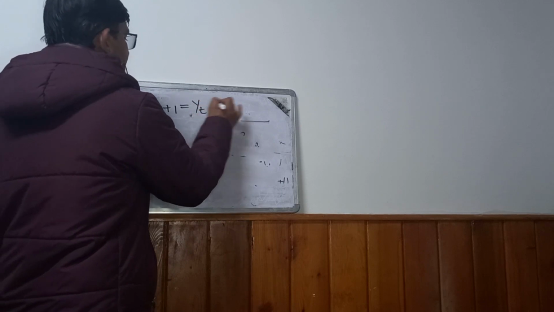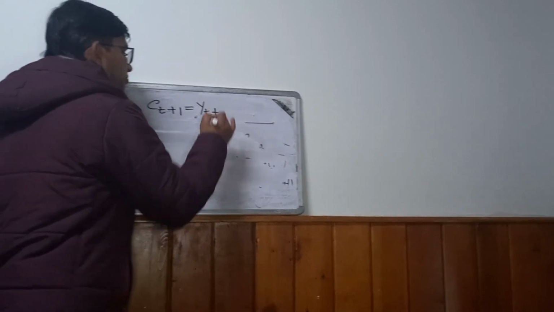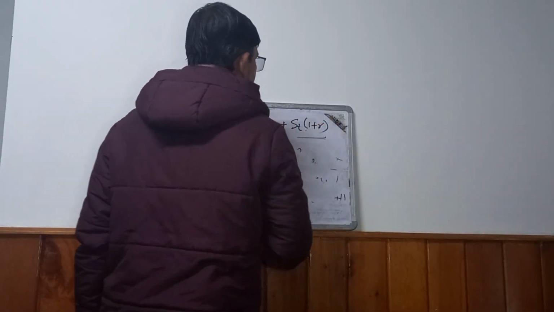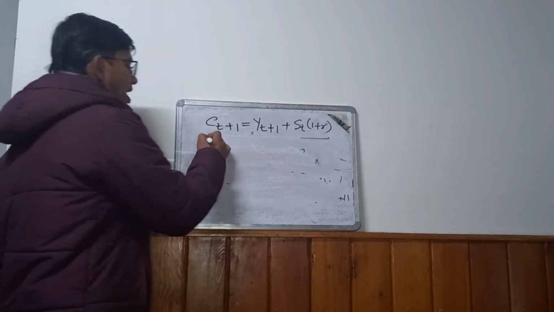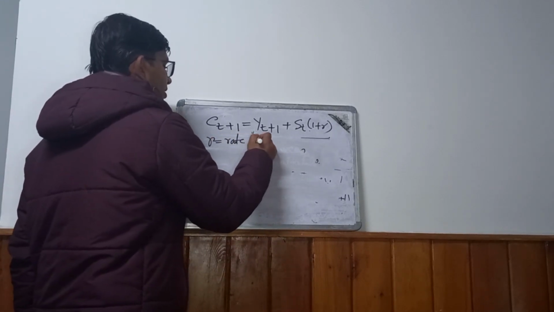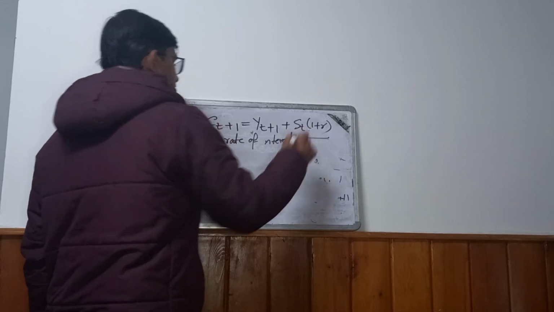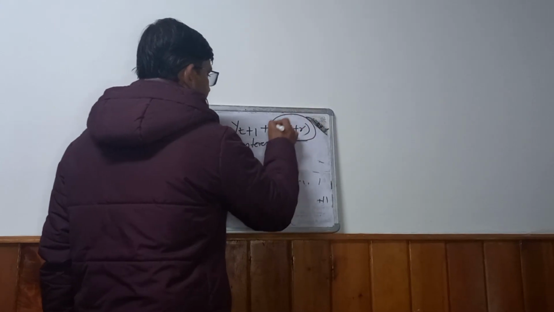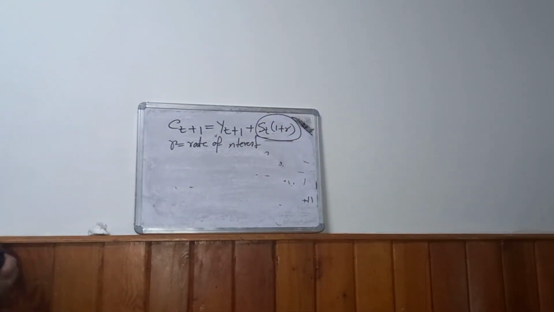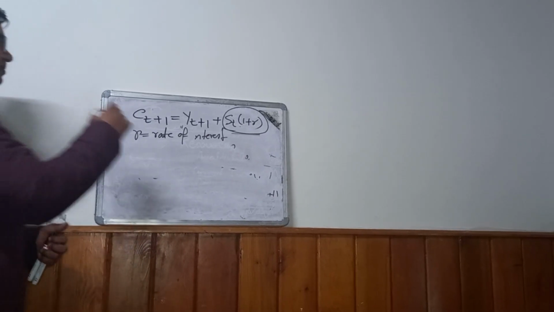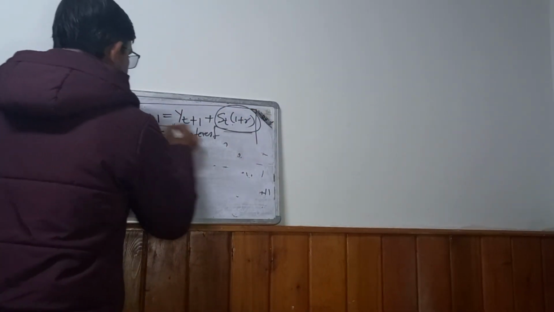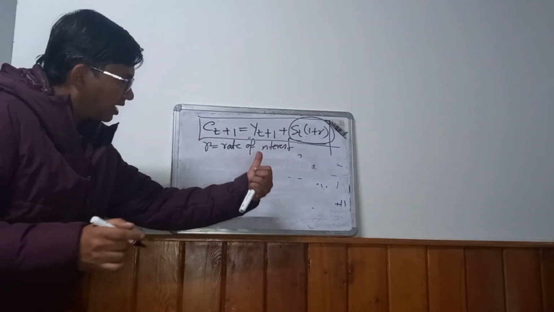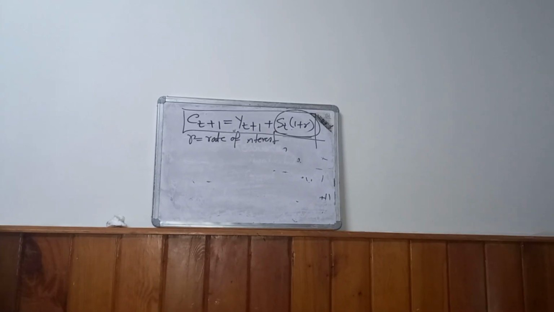Number one is Yt+1, the future income, plus St into (1+r). So if we consider that r is the rate of interest, the value of current period saving will be St into (1+r). So this is the relationship between the current savings and future consumption here.